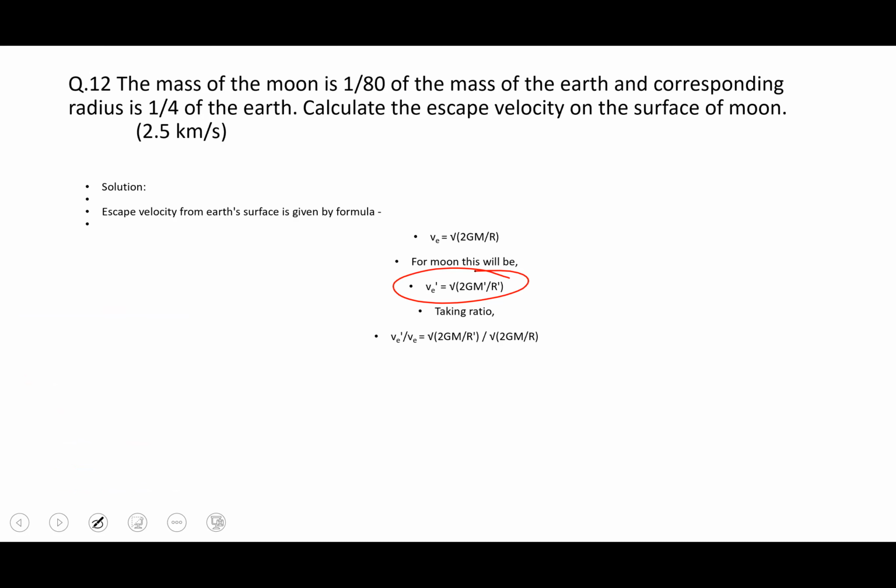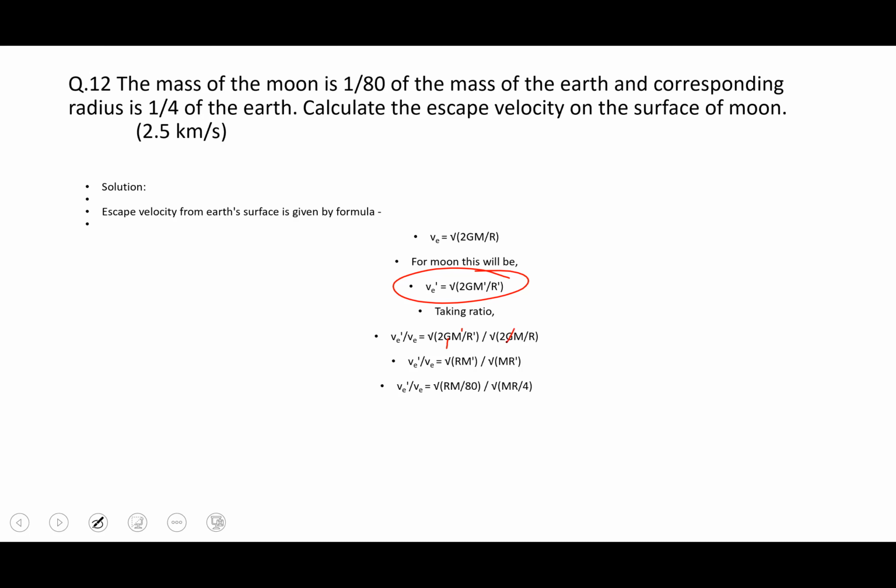So we say under root 2GM dash divided by R dash, divided by under root 2GM divided by R. When we put in the values, we get V E dash divided by V E is equal to under root M dash R divided by M R dash, because both of these G's cancel out as they are the same. So the radius and the mass were changed. So we say V E dash divided by V E is equal to under root RM divided by 80, divided by under root MR divided by 4.